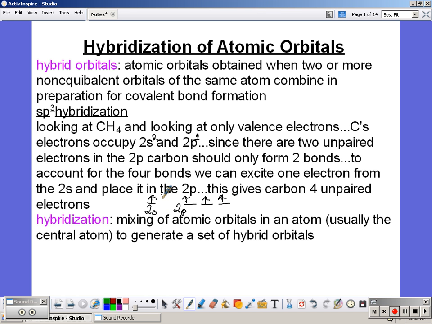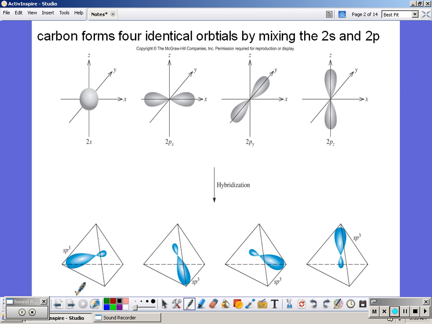If we did form four bonds to this carbon, the bonds would be different because 2p is different than 2s. So we need to make them all the same so that the bonds are not different. Carbon forms four identical bonds by mixing the 2s and the 2p. If we look at the picture, the 2s is a sphere, and the 2p is a peanut in shape depending on the axis.